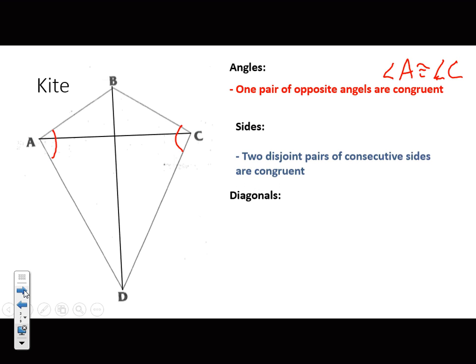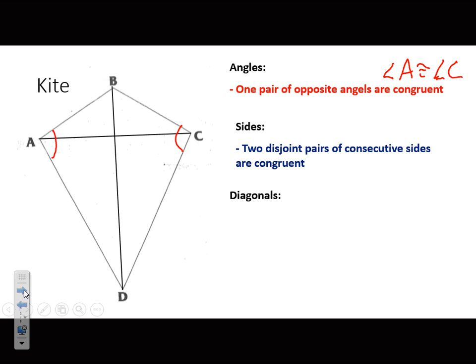Now, also, we're talking about our sides, the two disjoint pairs of consecutive sides are congruent. So, there's two pairs, the ones that are disjoint that are connected next to each other. So in this scenario, AB is going to be congruent to BC, and AD is going to be congruent to CD. So if you want, AB is congruent to CB, and AD is congruent to CD.